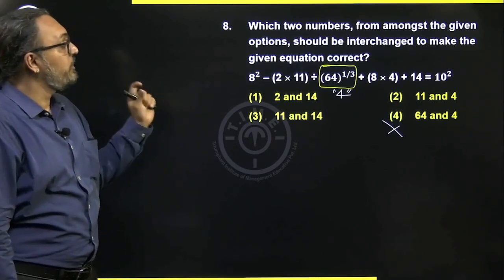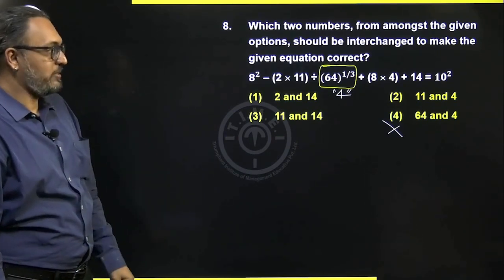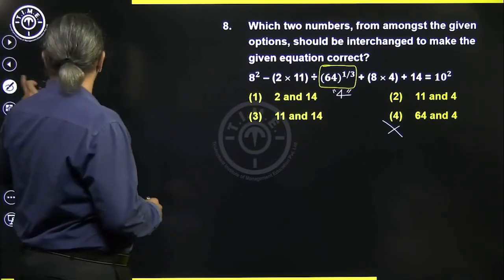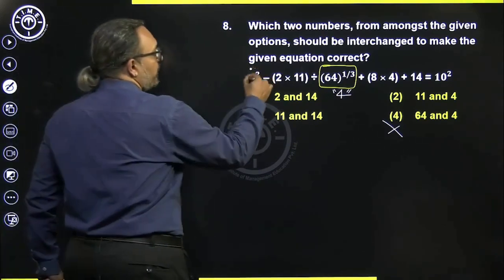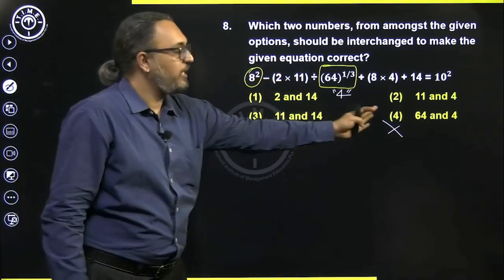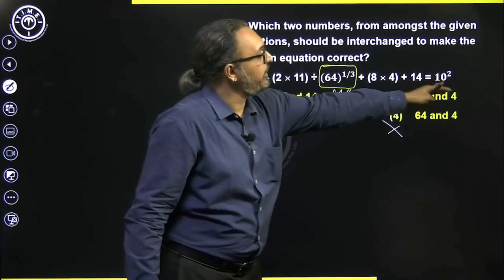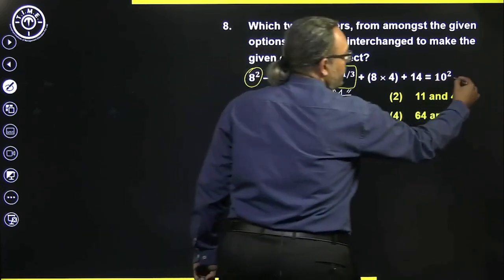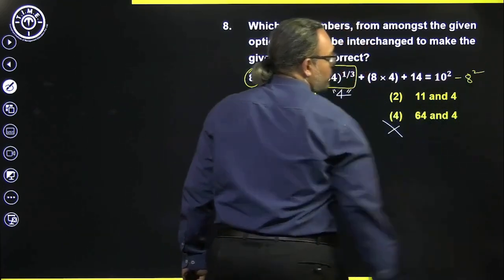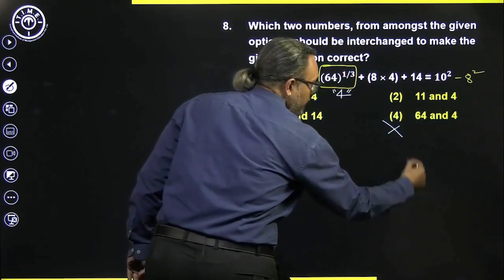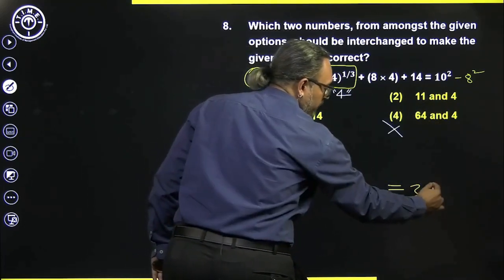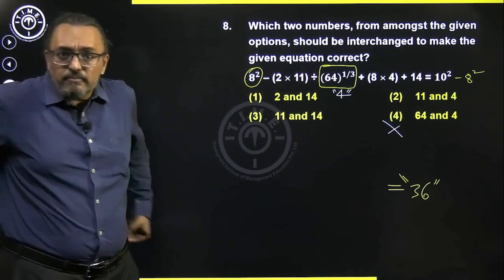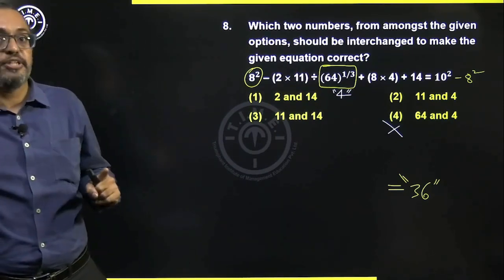So I need to now see which of them I can replace. Now again, in the options you don't have an 8 at all, correct? In the beginning, you have an 8 square. So there is no 8 in any of your options, and on the right side after the equal to you have a 10 square. So what I can do is take this 8 square to the other side as minus 8 square. So basically on the right hand side I should get 100 minus 64, 36 I should get. It simplifies our answer.